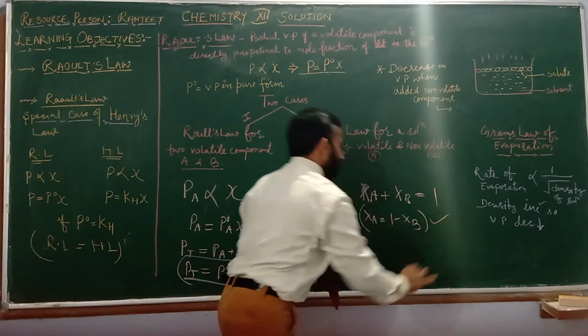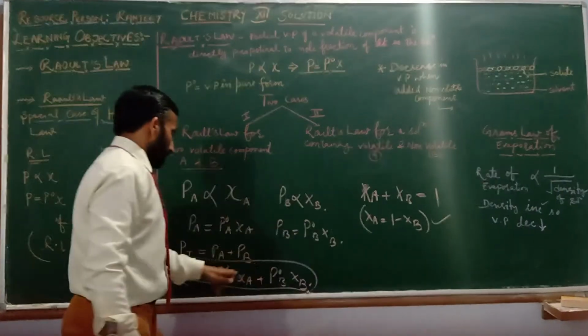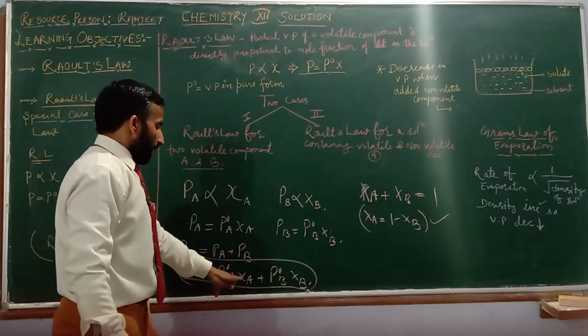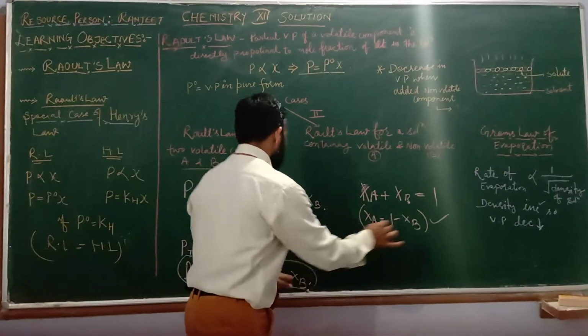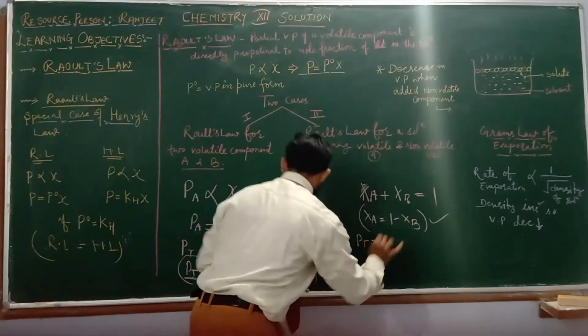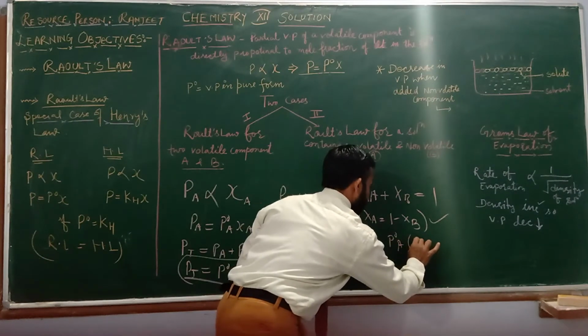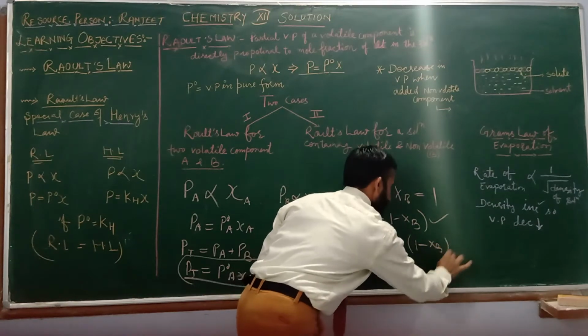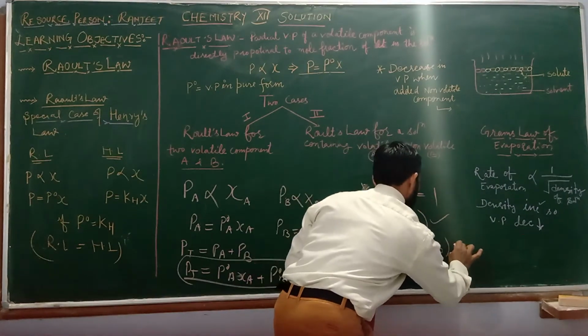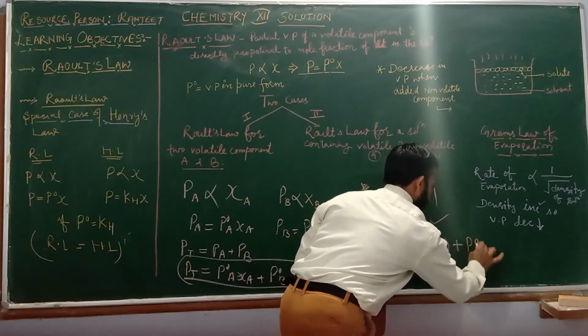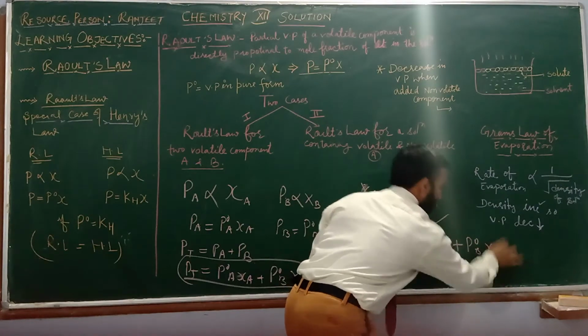So if I write this value for XA in this equation, then P total becomes P naught A times (1 minus XB) plus P naught B XB.